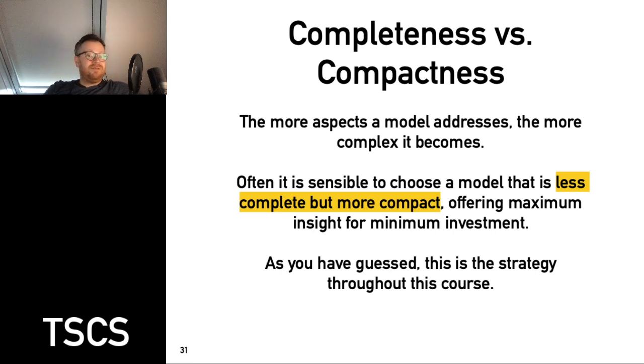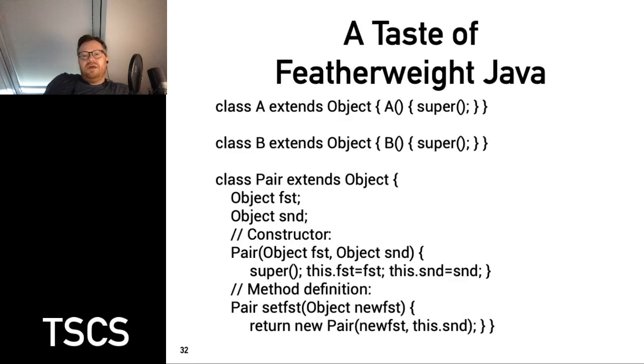And as you might have guessed, this is the strategy throughout the course. This is not something very new here, but something that I applied to the full course. So the models that we work with are not complete, but very compact and very streamlined to understanding them and to work with them properly, other than representing every little teeny bit of a real programming language. Featherweight Java is on the more complete side, but still leaves some things out. So let's look at a program in Featherweight Java.